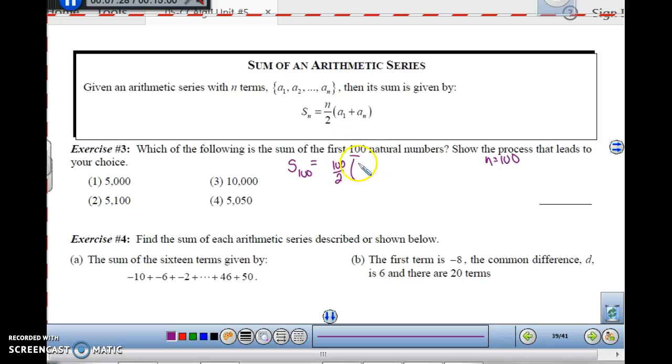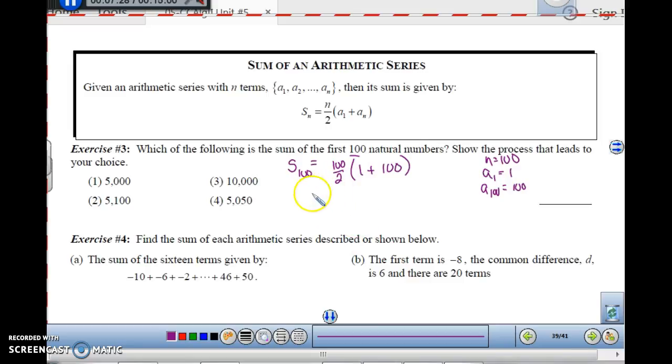Okay, now we need to know the first and last term of the sequence. All right? The natural numbers are how you count when you're in kindergarten. What is the first natural number that you learn when you count? Well, it's going to be 1. Now, if you're going to the first 100 natural numbers, what would be the 100th natural number? Well, a of 100 would be 100.